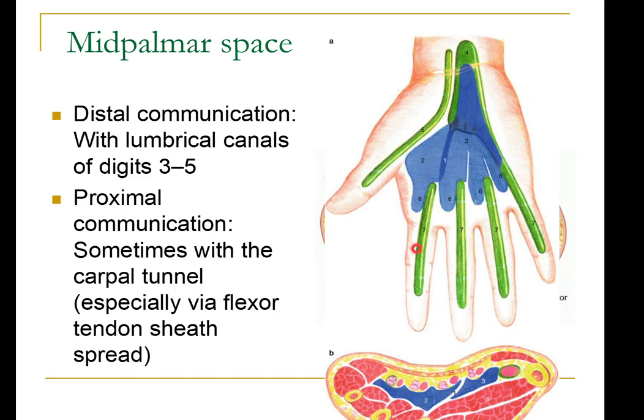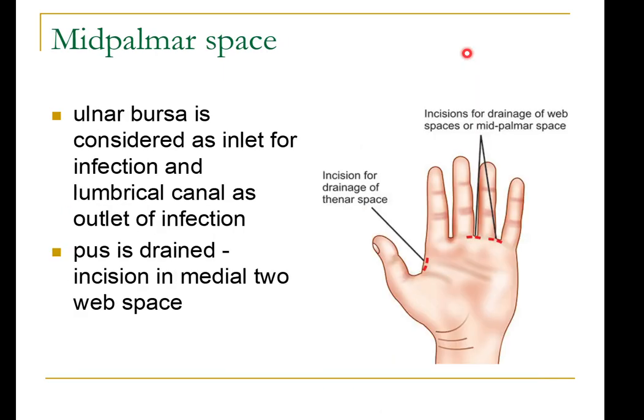Now coming to the distal communication, distally this is the mid-palmar space. It communicates with the lumbricals from the third to fifth digit. So third, fourth and fifth it communicates with it, and proximally sometimes with the carpal tunnel, especially via the flexor tendon sheath. And from here the infection sometimes may spread to the space of Parona.